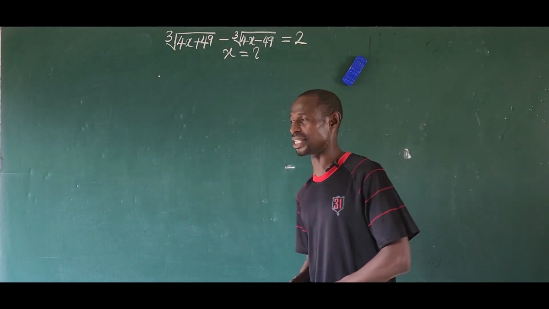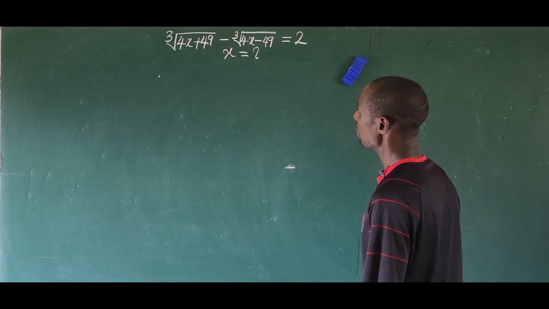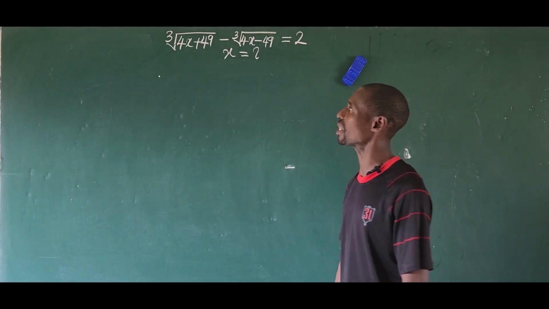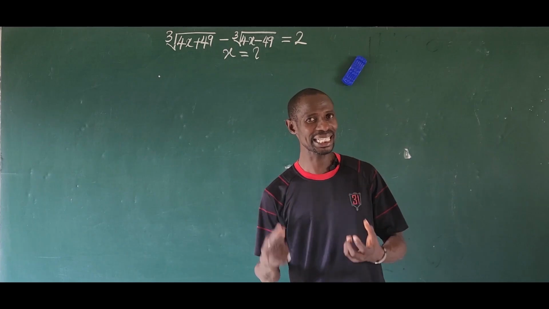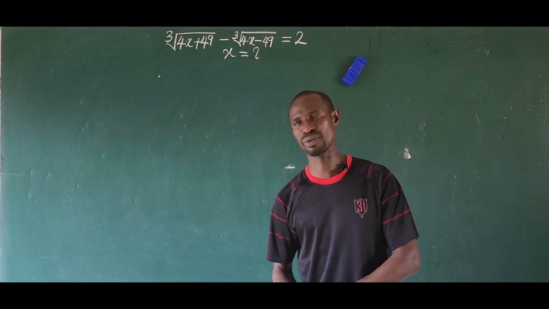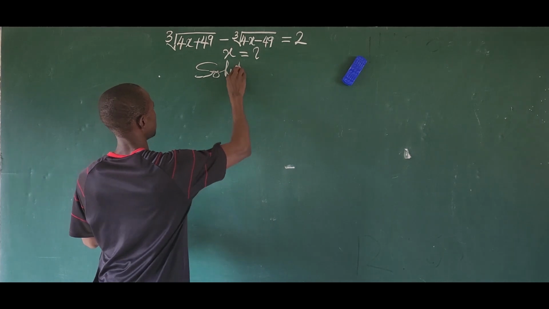Thanks for being supportive. So the question is: the cube root of 4x plus 49 minus the cube root of 4x minus 49 equals 2. What is the value of x that will actually satisfy this radical equation? So first, we take our solution.